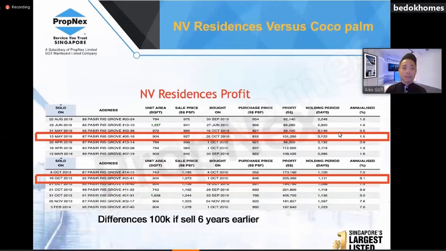So you see MV is a slightly different example. Look at my cursor. The one who bought in 2010 and sold in 2013 made $200,000. The other owner bought another unit of the same size in 2010 and sold in 2019. They held another 6 years, but their profit dropped by 100,000. So it doesn't mean that if you hold longer, you will make more money. This example states that very clearly. And the key thing is that this owner actually bought the unit cheaper.